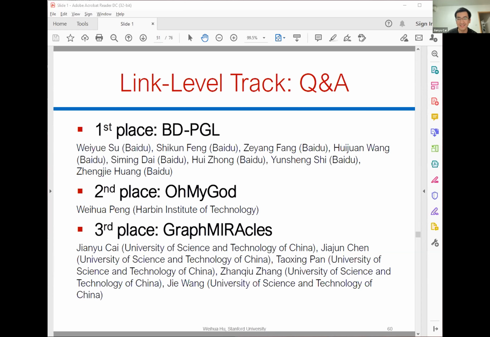I have a very quick question for Huijun. Did you use text embedding in your method? Yes, we concatenate it with the ID embedding and feed it into the linear layer. Okay, so you use the text embedding, but it's kind of similar to the baseline. Yeah. Okay, I see. Thanks.